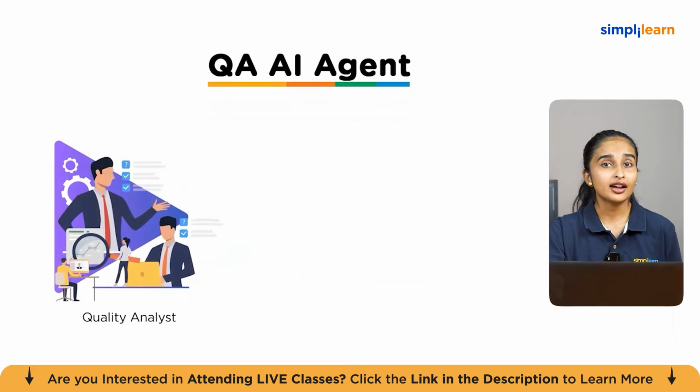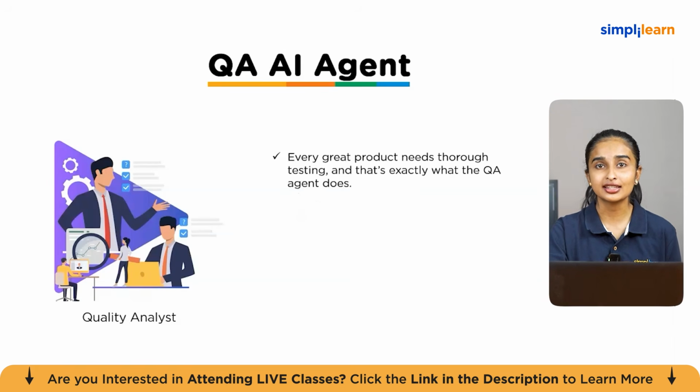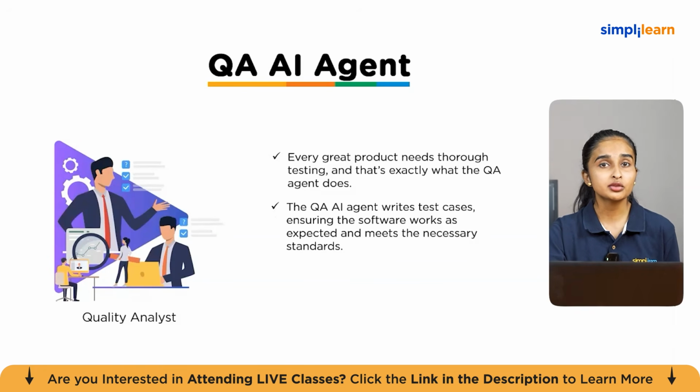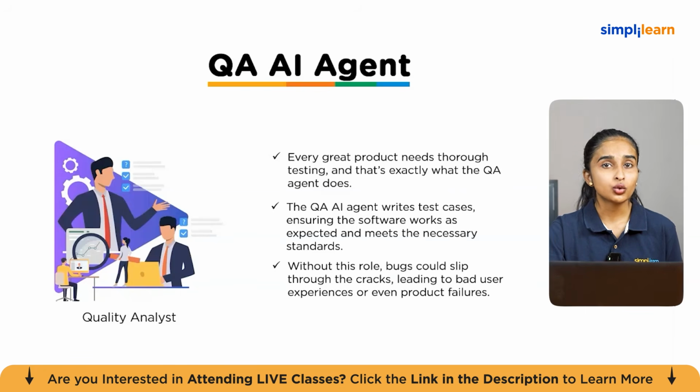Following the engineer, we have the QA or quality assurance. Every great product needs to go through testing, and that's exactly what the QA agent does. The QA AI agent writes test cases ensuring that the software works as expected and meets necessary standards. It checks different aspects of the product, looking for bugs, glitches, or any performance issues. Think of the QA as an ultimate safety net. It's the one which makes sure that everything works smoothly before the product goes live. Without this role, bugs could slip through the cracks, leading to bad user experiences or even product failures.